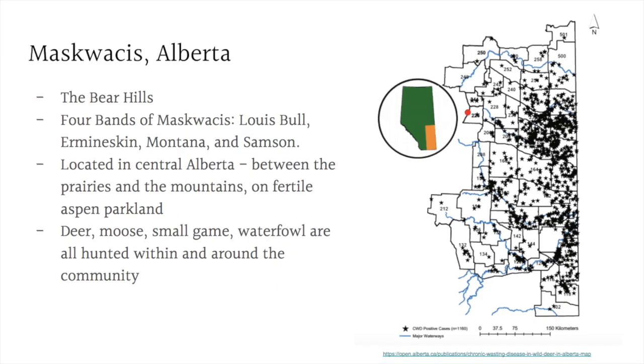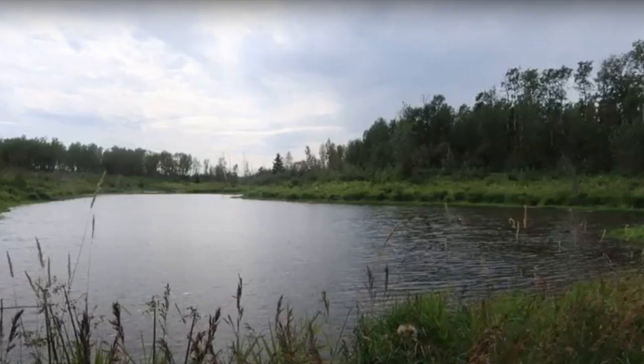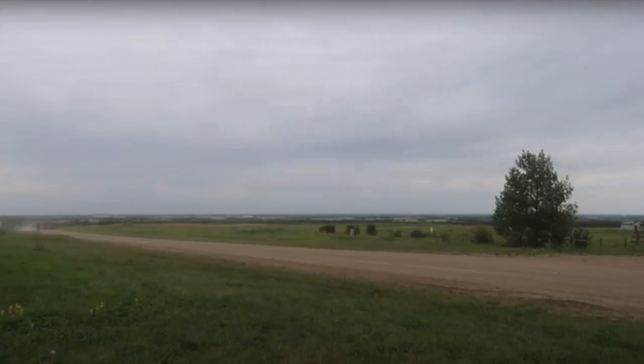The Bear Hills, otherwise known as Maskwacis, Alberta, located in central Alberta between the prairies and the mountains on fertile aspen parkland. The community consists of 4 bands: Louis Bull, Ermineskin, Montana, and Samson. Within this geographical location, deer, moose, small game, waterfowl are all hunted within and around the community by community members. As you can see, very fertile farmland, very good for wildlife grazing.